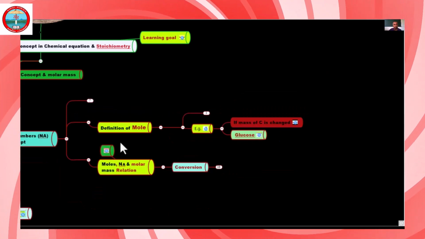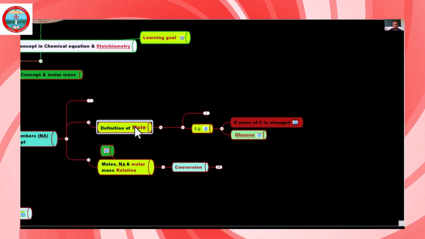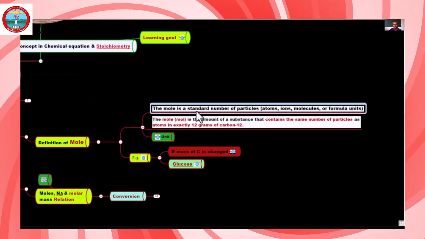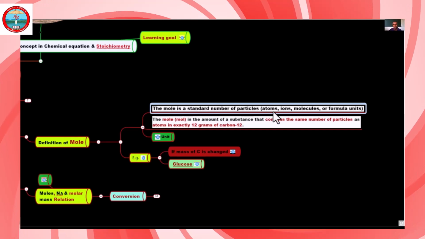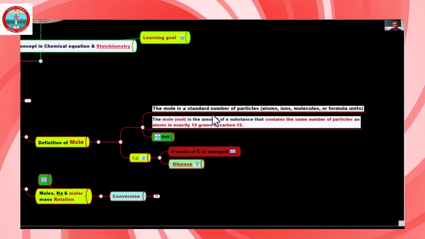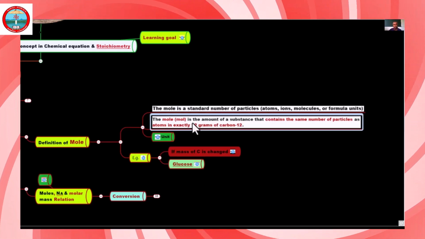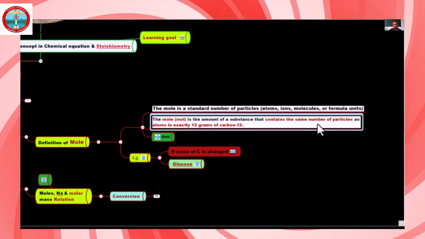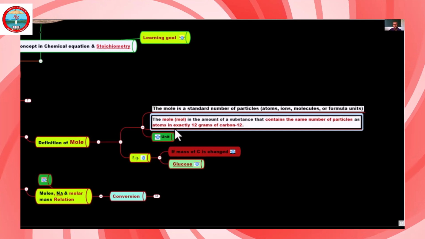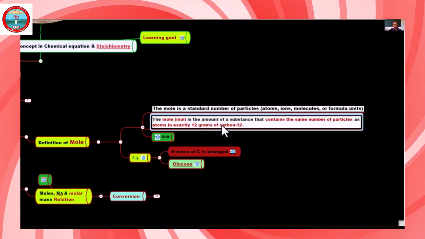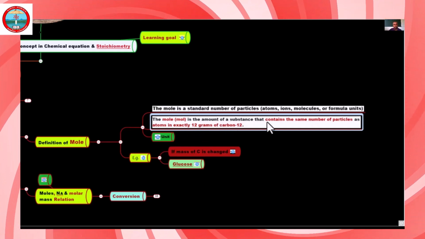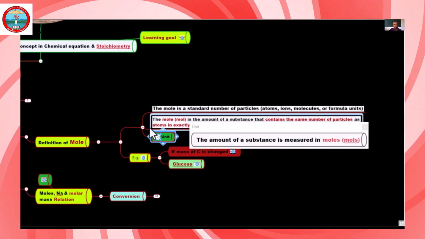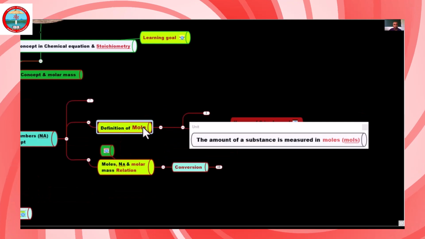Now the definition of mole. A mole can be defined as a standard number of particles, maybe atoms, ions, molecules, or formula units. Or in another way, mole can be defined as the amount of substance that contains the same number of particles as the atoms in exactly 12 grams of carbon-12. And its unit is mole. So this is the definition of the mole.